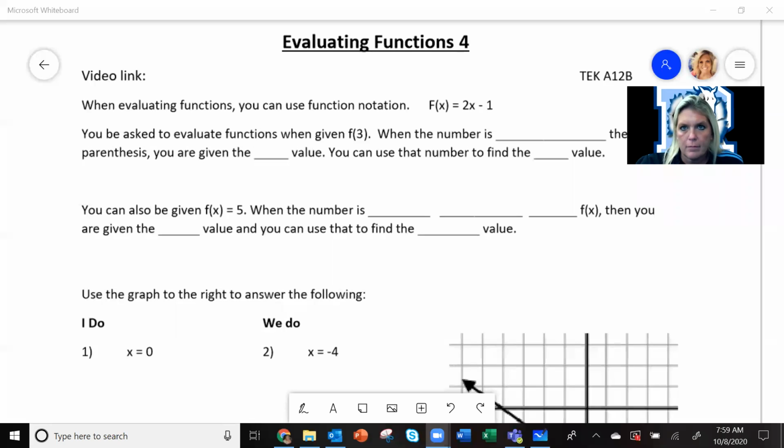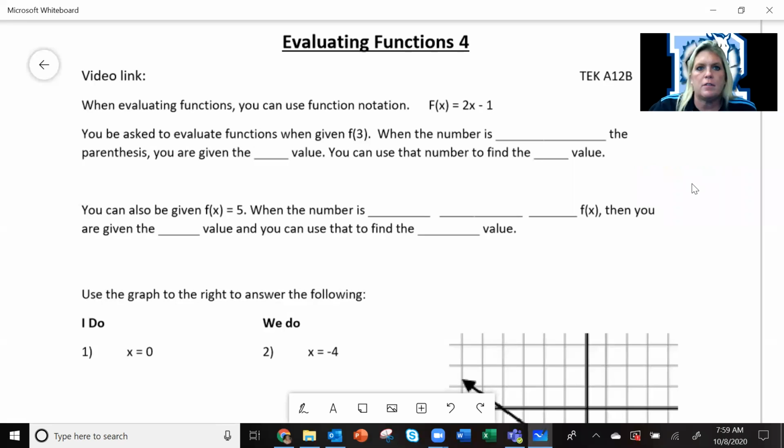This video today is going to be over evaluating functions and finding domain and range from a couple situations. So let me pull up the first thing that we need. All right, this should be the paper that we have here in front of us.